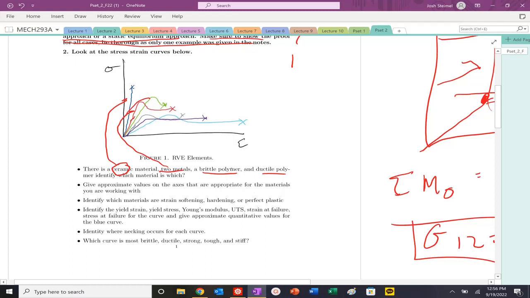My brittle polymer, probably purple, because again, I'm determining that based on the slopes and the relative amount of extension. Could be gray as well. And my ductile polymer is for sure that cyan color right there. So excellent. Give approximate values on the axis for the appropriate materials that you're working with.